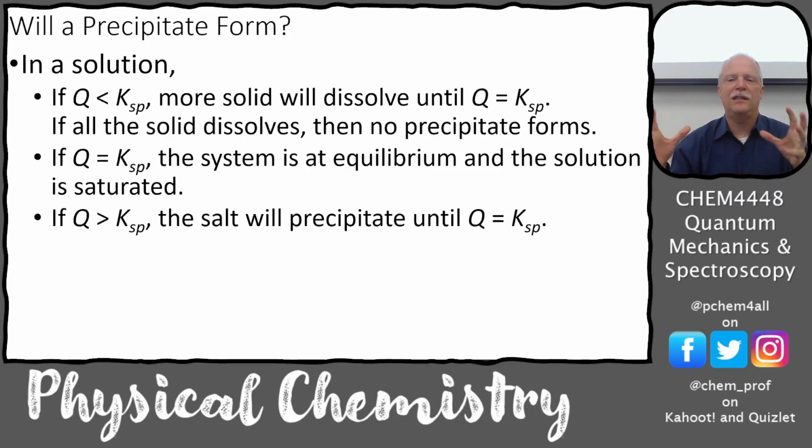If Q is equal to K, it's at equilibrium and the solution is saturated, and that means you're going to have some solid in solution. If Q is much, much greater than K, then the salt will precipitate. It'll run that reaction backwards until you get to K, the equilibrium constant.